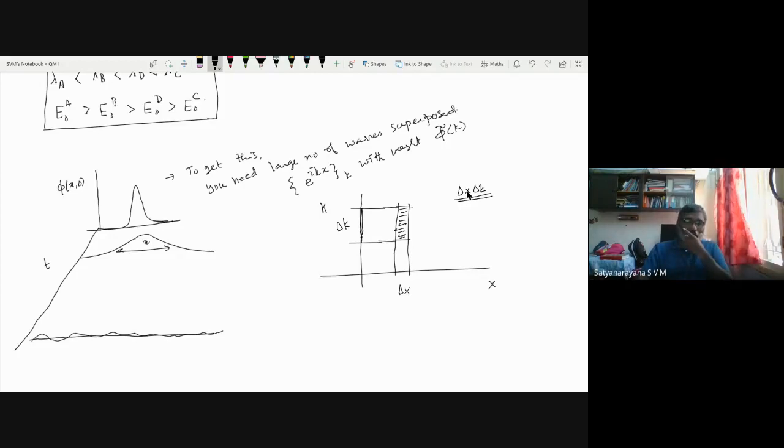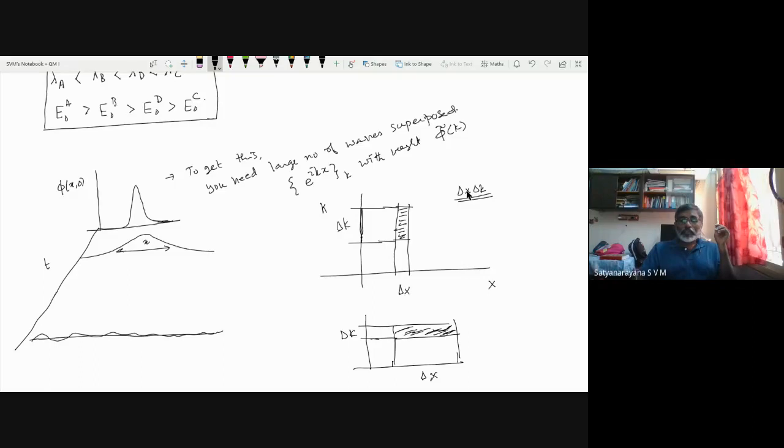cannot go to zero. So that means if you want to have a very small value of delta x, then you should have a large number of them. Or in other words, if you have a very large value of delta x, then it is sufficient to have a small region of delta k. So delta k is small and this is your delta x.